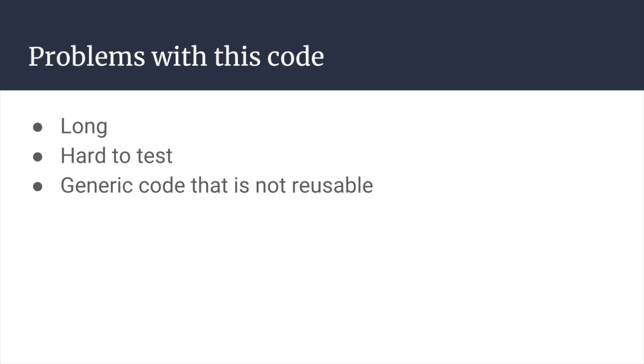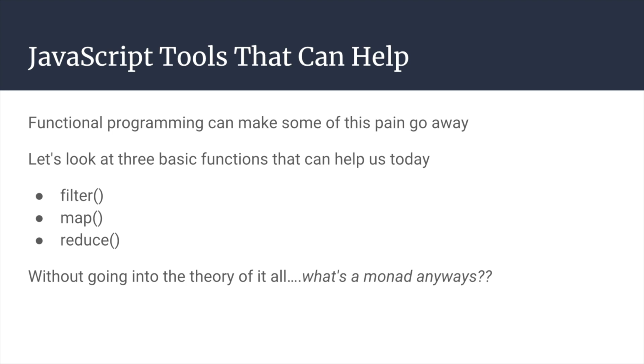So the problems, as I've talked about, is that it's a lot of code, it's hard to test, and it's generic, not really reusable. But JavaScript has evolved over the years, and with the rise of functional programming languages, it's actually picked off the low-hanging fruit of functional programming. As I mentioned, we'll talk about 3 of those functions that they've built into the array object. We'll talk about how to use them, when to use them, not so much on the theory, because really, what's a monad anyway, right?